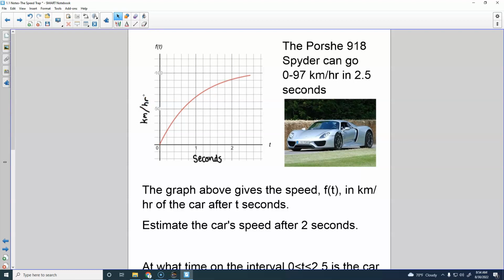Okay. So we are supposed to estimate the car's speed after 2 seconds. So 2 seconds is right here, and here's our graph. We are supposed to estimate that speed. Who can give me their estimates there? Okay, about 90. Now, Bo did that really quickly. He didn't do any tangent lines or find any slopes. Why did he not have to do that?